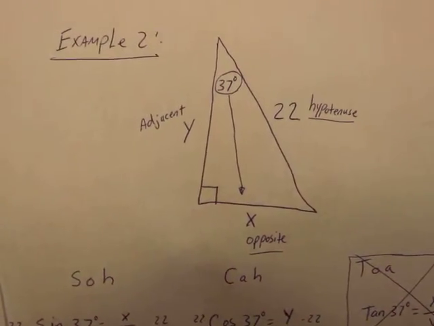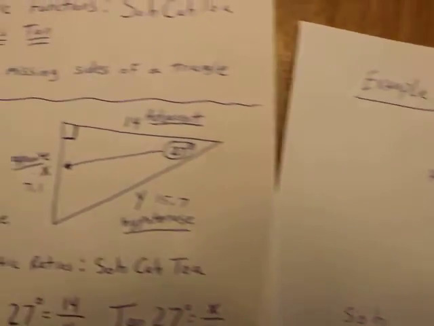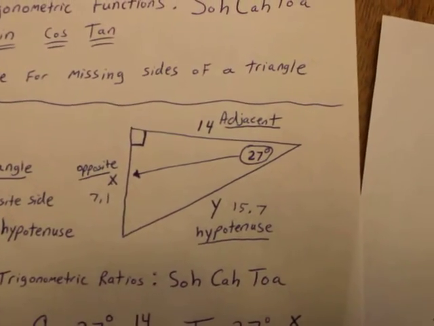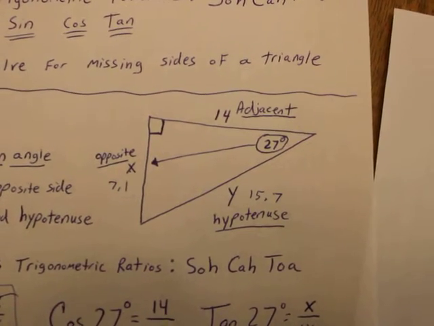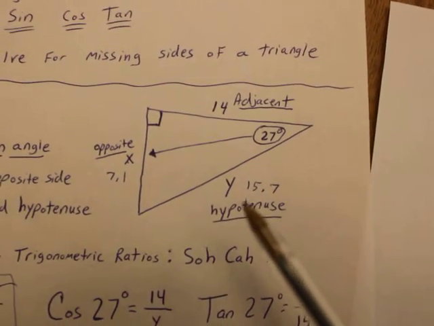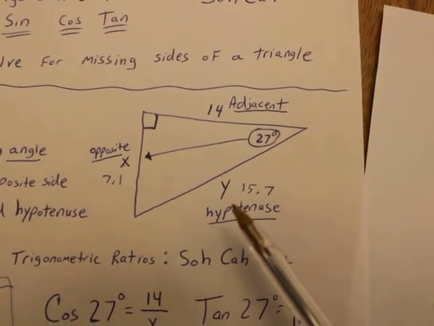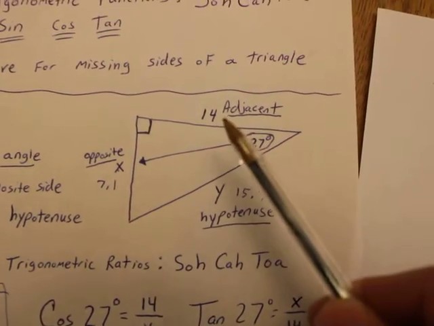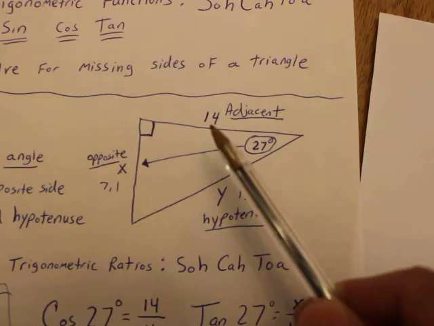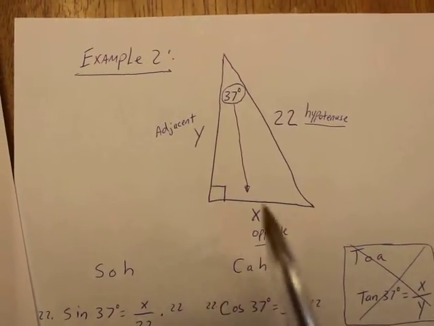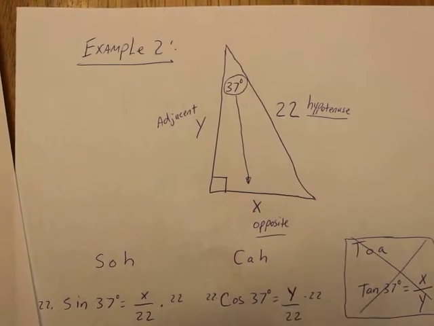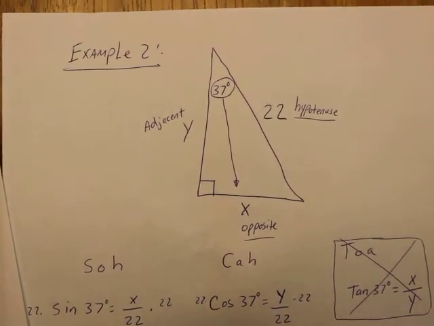So in example 2, you'll notice that I changed the way the triangle looked so that you're going to see some different layouts of triangles. So they're not all going to look exactly the same. In the last case, you'll notice that the variable was the hypotenuse, and one of the legs was the given number, right? Now, if you look at this example, both legs are the variables, and the hypotenuse is the given number. But you're still going to do it the same way.